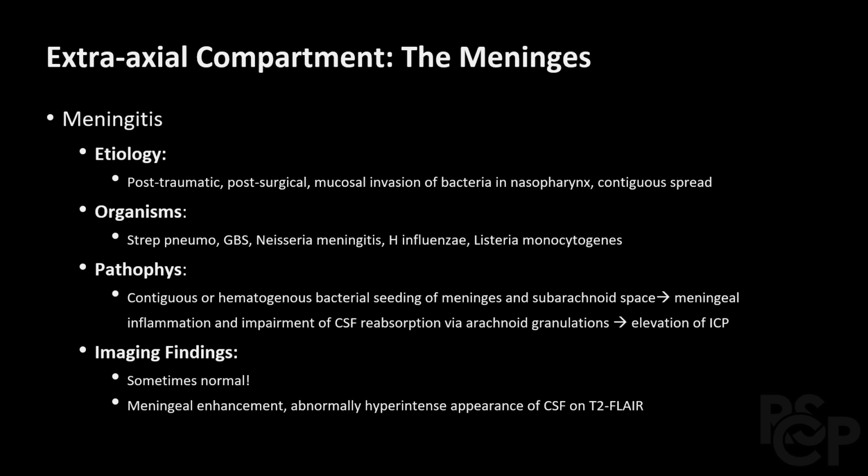Organisms classically implicated in meningitis can vary a bit in prevalence by age group. However, most common overall are strep pneumo, group B strep, Neisseria meningitidis, H. flu, and listeria. The pathophysiology of meningitis involves the contiguous or hematogenous bacterial seeding of the meninges and the subarachnoid space. This causes inflammation of the meninges and inflammation of the arachnoid granulations, which serve an important role in the resorption of CSF. And when there's impaired resorption of CSF, this leads to excess CSF accumulation, which can cause elevation of ICP, leading to neurologic symptoms.